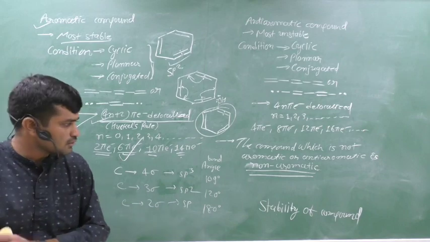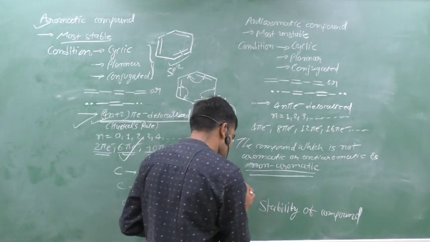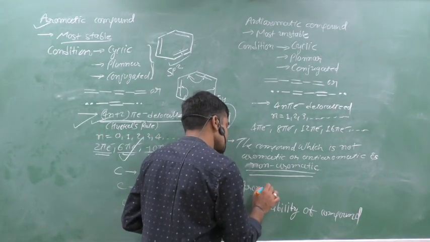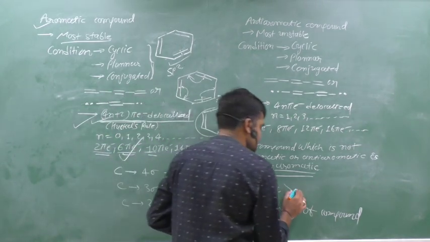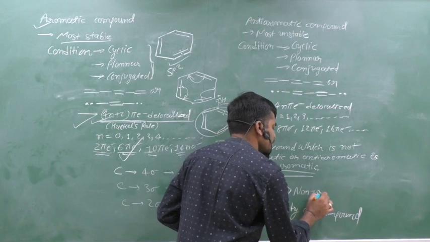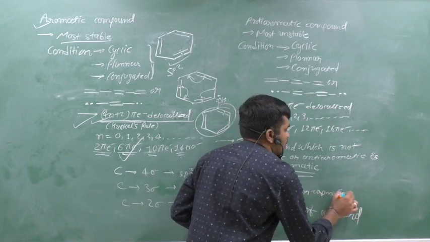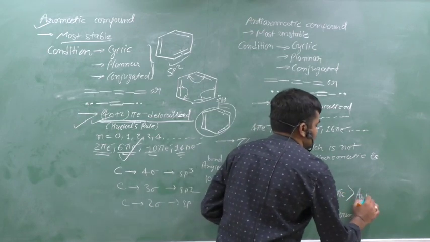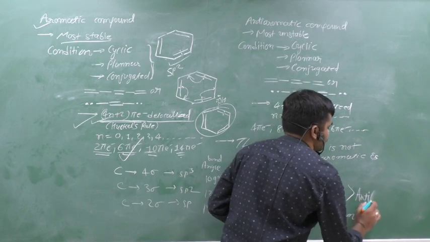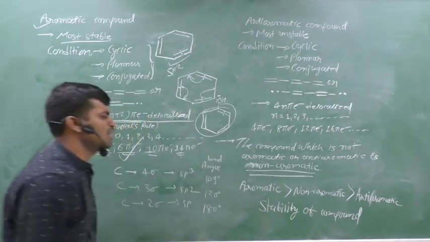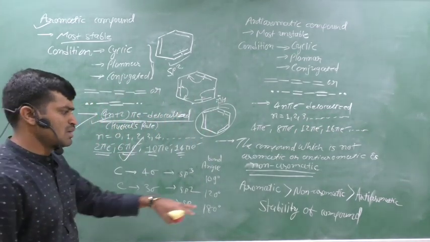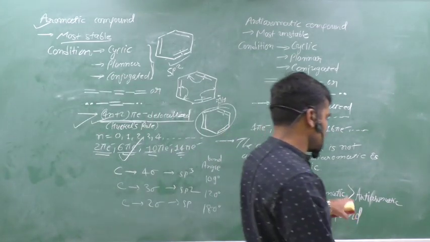Clear? Next, if you think about stability, then the aromatic compound is the most stable. Then after that non-aromatic, and then anti-aromatic. Anti-aromatic is a very, very less stable compound, the least stable compound. Most stable is aromatic, then non-aromatic, then anti-aromatic.